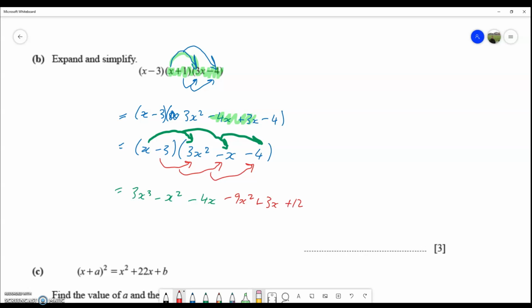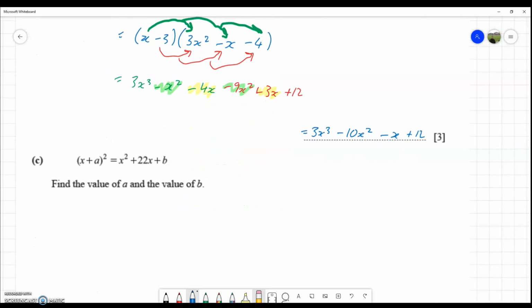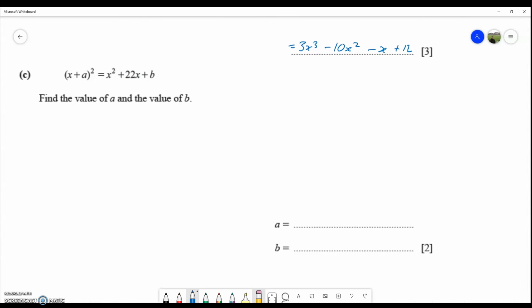And then we can do our simplifying of common like terms. So you can see we've got an x squared there, an x squared there. We have an x there and an x there. So we can end up with our final answer of 3x to the power of 3 minus 10x squared minus x plus 12. And there's our answer.